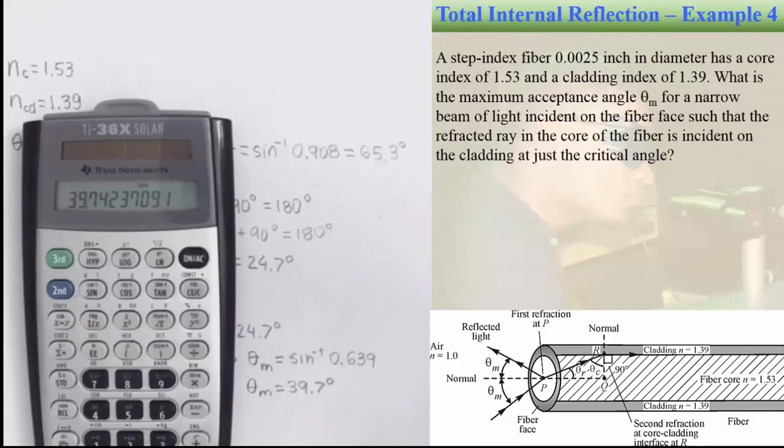So as long as your launching angle is smaller than 39.7 degrees, your light is going to enter the core and then it's going to continue bouncing through the total internal reflection along the core, and that's going to enable transmission of the light and transmission of the information through the optical fiber.